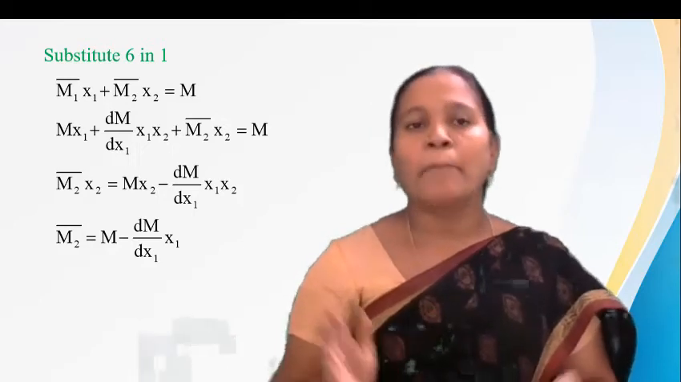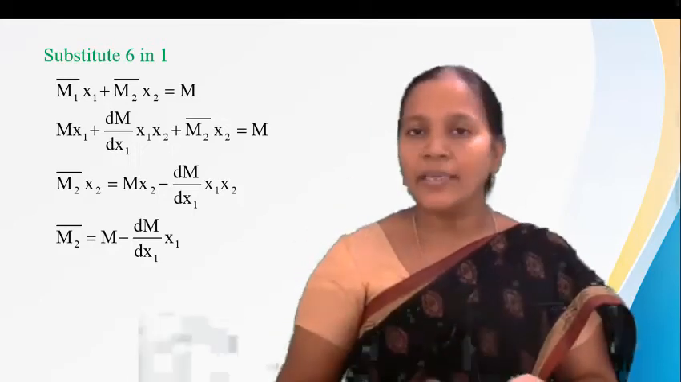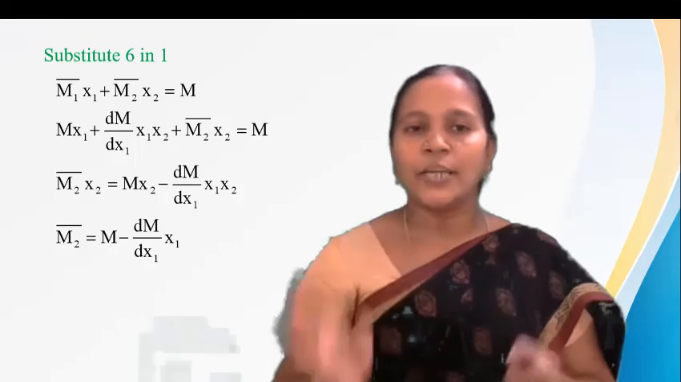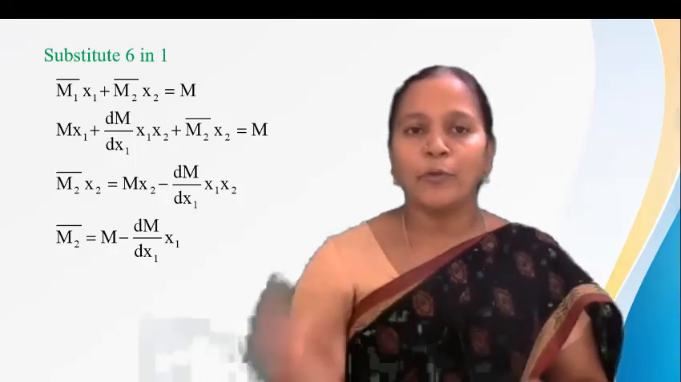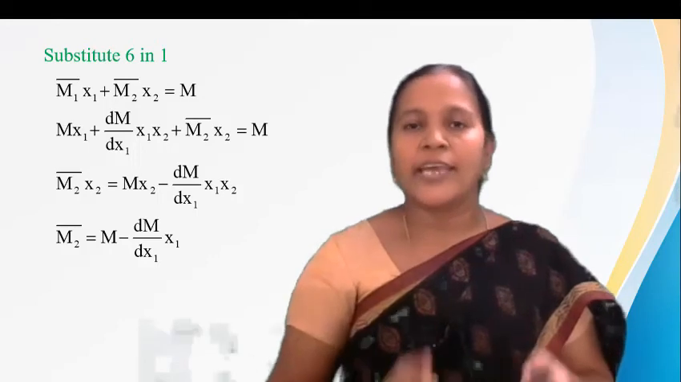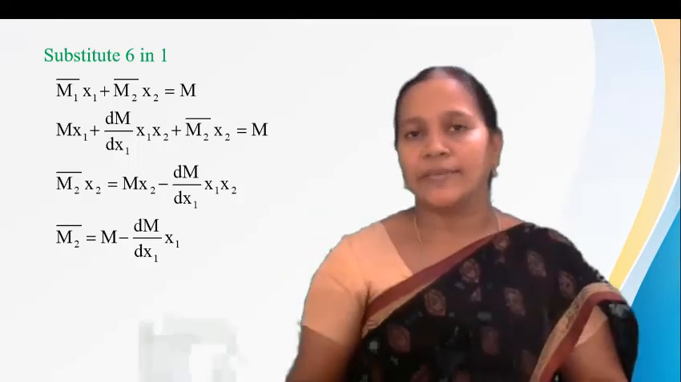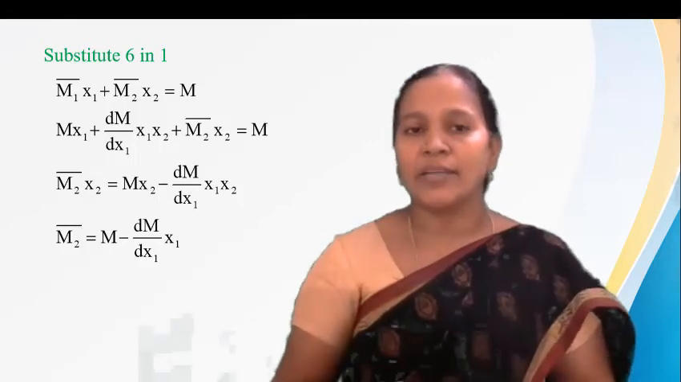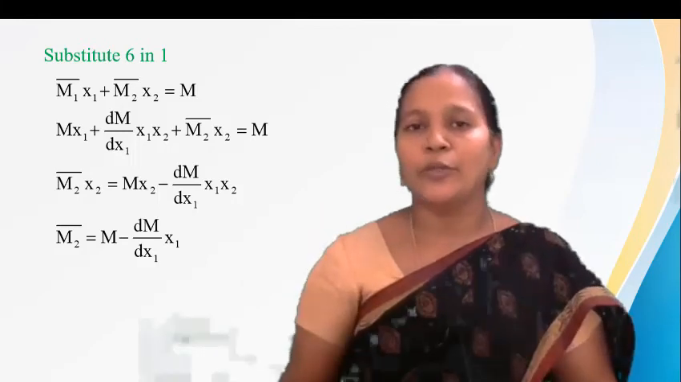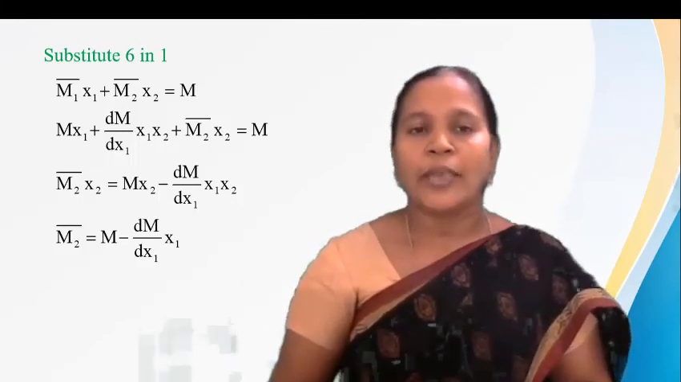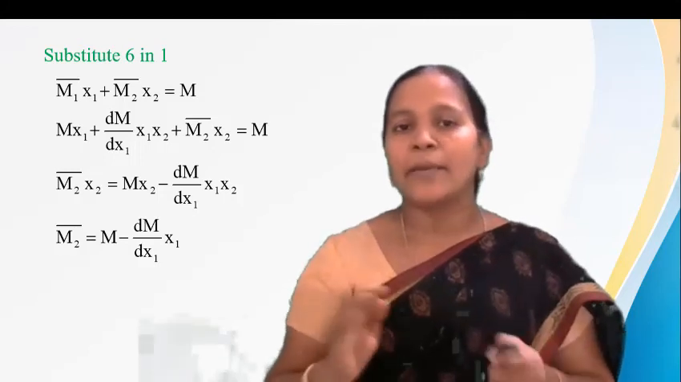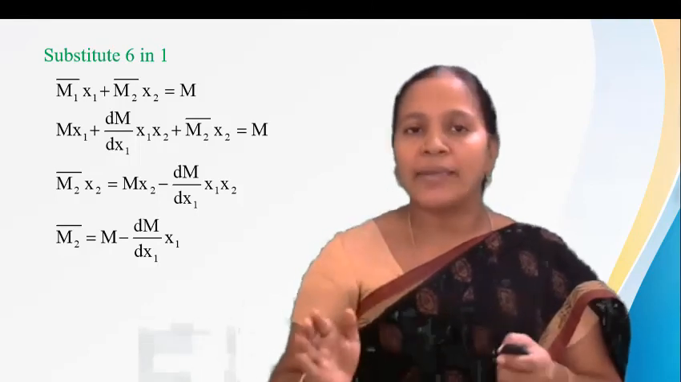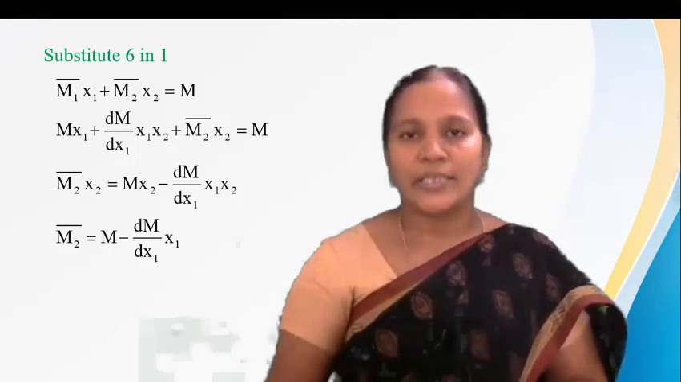Then coming to partial properties for binary system. Here assume a binary system. Here partial properties M1 bar and M2 bar are derived. The expression for M1 bar is equal to M plus dM/dx1 into x2, and M2 bar is equal to M minus dM/dx1 into x1. Thank you.